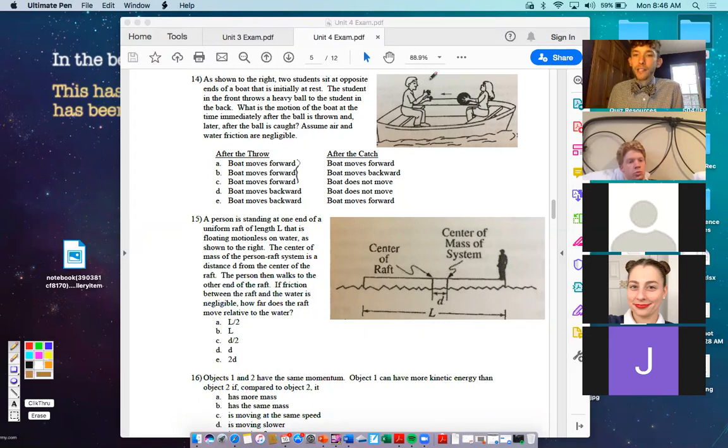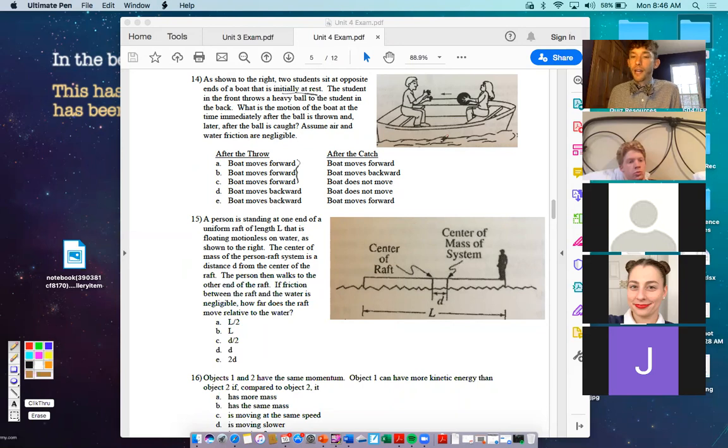The center of mass has to stay where it was before. It has to be doing what it was doing previously because there are no external forces. So the center of mass has to remain motionless. That can be true when all these objects move relative to each other. So the ball moves this way, the boat has got to move forward.